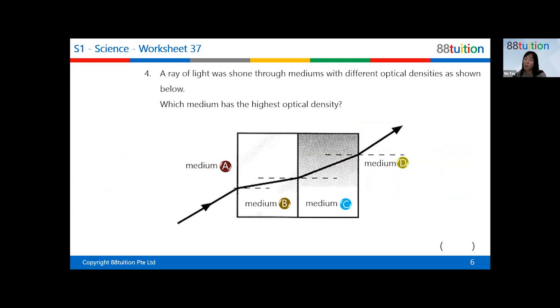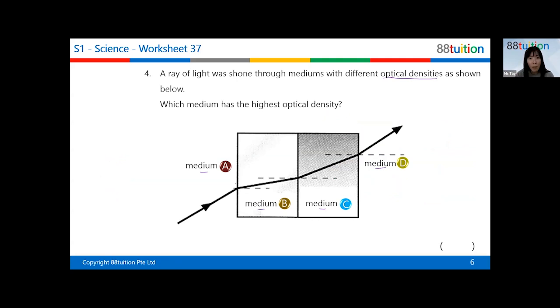Okay, next. Let's go on to question 4. Now, a ray of light was shone through mediums with different optical density. So what is the meaning of optical density? Okay, so we are looking at those substances that can allow light to pass through, and how does light actually pass through them? Will light actually change in its speed when it enters this particular medium? So remember, the word medium is important. So what is the meaning of medium? It's just that particular substance light is passing through.